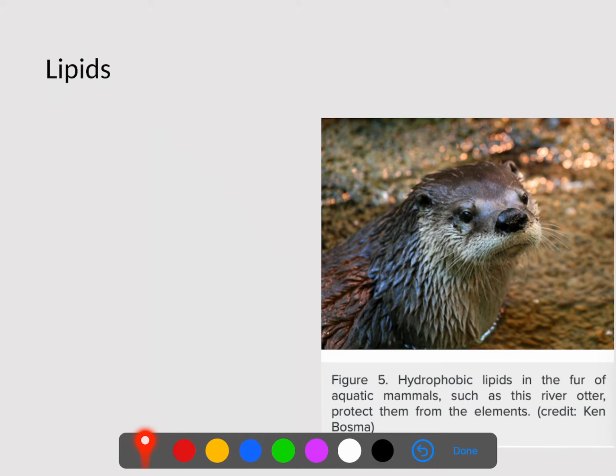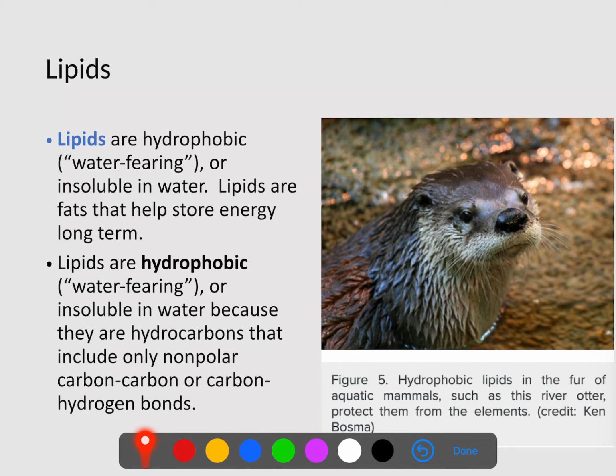Now, lipids is our next macromolecule. Now, lipids are hydrophobic, meaning they're water-fearing. So what this means is that oil or lipids and water don't mix. They're insoluble in water. So Mr. Otter over here, why I'm showing you him is because he has a lot of oil in his skin. This oil in his fur actually creates a waterproofing mechanism that allows him not to get cold and wet when he's swimming.